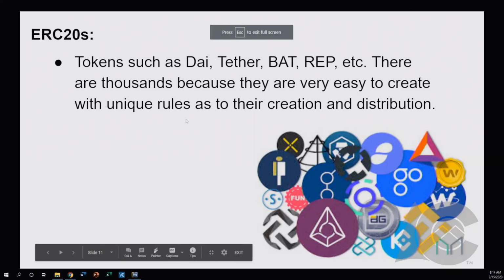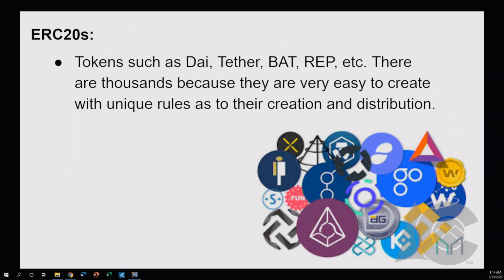All right, so switching gears a bit. Let's go back into ERC20s. You've probably heard of these. They're tokens such as DAI, Tether, BAT (Basic Attention Token), and Reputation with Augur. There are thousands of them because they correspond to a specific token standard called ERC20. And they're very easy to create with unique rules as far as their distribution and creation.